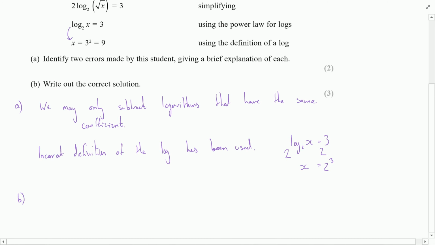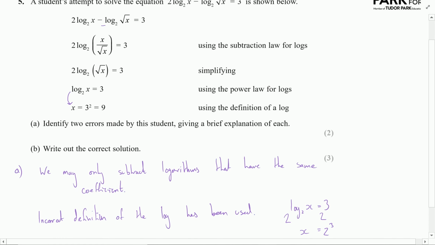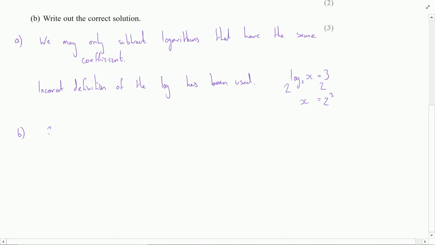Right, so let's go back and identify the question. So we had 2 log base 2 of x minus log base 2 of the square root of x is equal to 3. I'm going to choose to do this first of all by using the power law to say that this is going to be log base 2 of x squared minus log base 2 of x to the power of a half, which is equal to 3. Then I'm going to use the law of subtraction, so that's log base 2 of x squared over x to the power of a half is equal to 3.